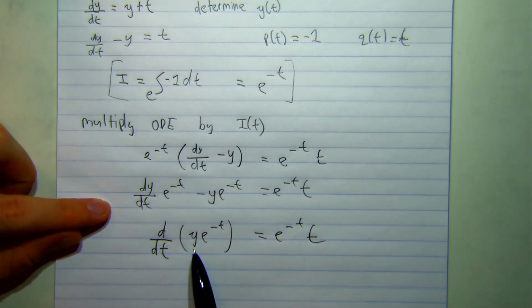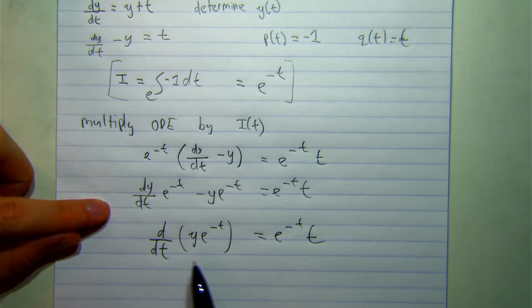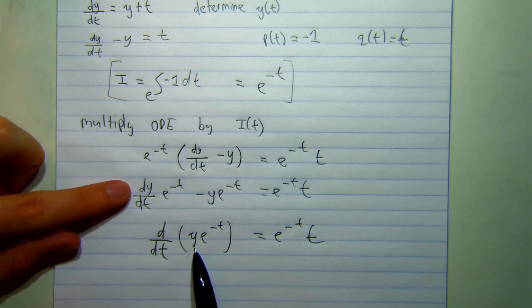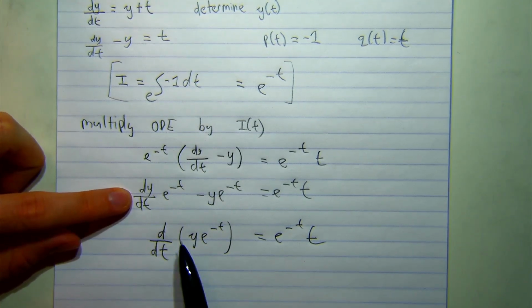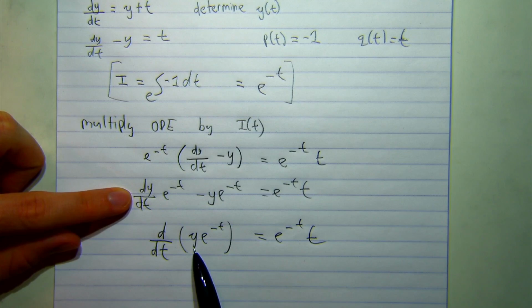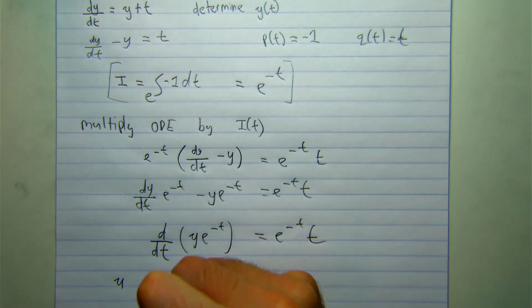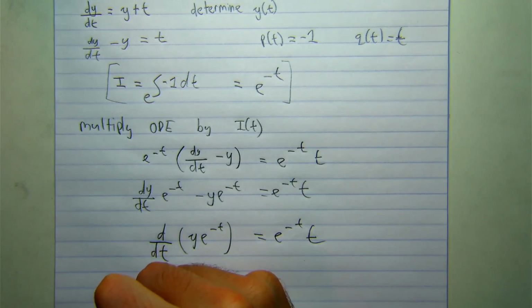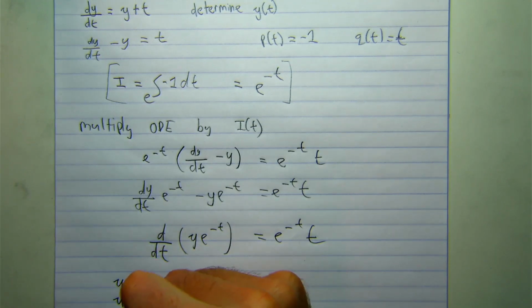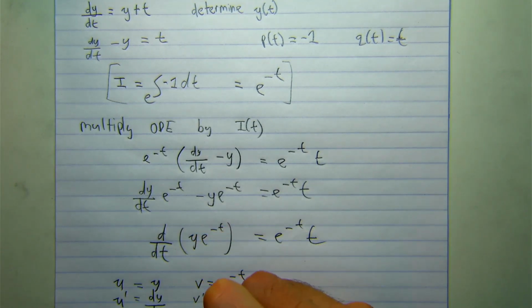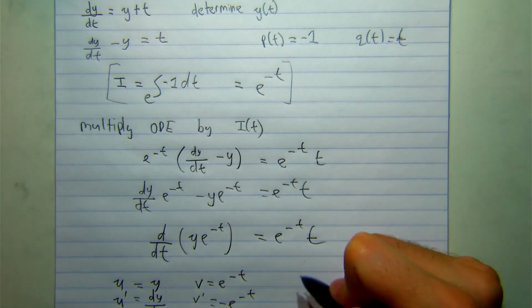So why is this the case? If you were to differentiate this, you'd have u dash v plus v dash u. So u being y and v being e to the minus t. U dash is just dy on dt. Okay, I think maybe just to be really clear, I'll write it out. U is equal to y, u dash is equal to dy on dt, v is equal to e to the minus t, v dash is equal to minus e to the minus t.